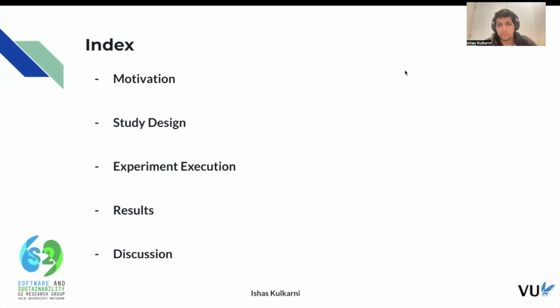As a part of this presentation, today I'll be going through the motivation for our research, the study design, the experiment execution, wherein I'll briefly talk about the experimental setup, how we executed the experiment, various constraints associated with the experiment. Furthermore, I'll be talking about the experimental results that we got after performing the empirical analysis, followed by a brief discussion towards the end based on the results.